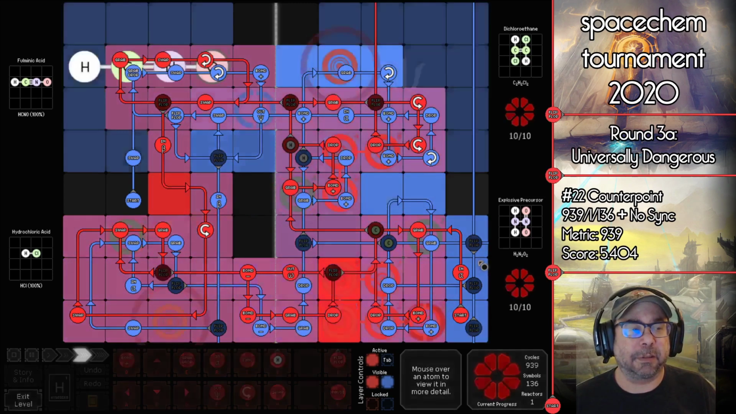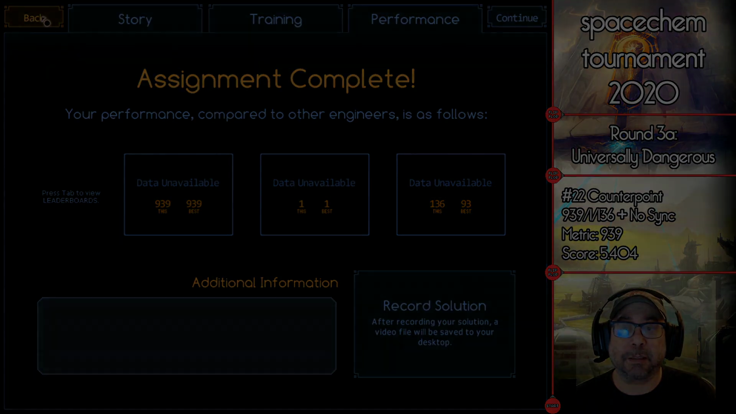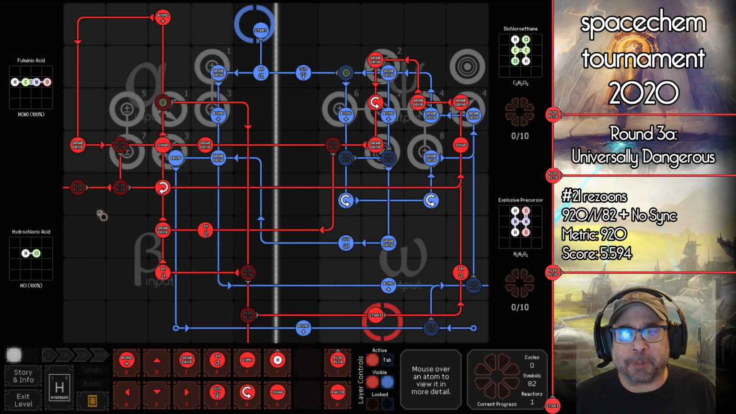Nice to see it letting it run to completion. Counterpoint gets 939 cycles for a score of 5.404, giving him a healthy jump over CursedFlames' solution, which got 3.257 points. Very nice jump there, Counterpoint. Next solution's by rezoons at 21st place. Here it is.